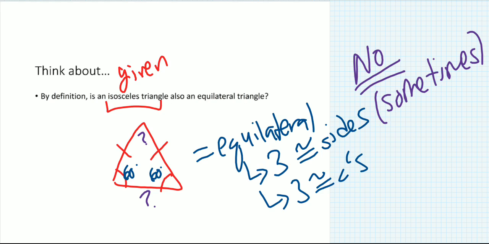But instead of having 60, let's say you have 80 and 80. Right? So 80 and 80 is 160. That means this one up here is 20. So you see there, you have an isosceles that is not considered to be an equilateral.